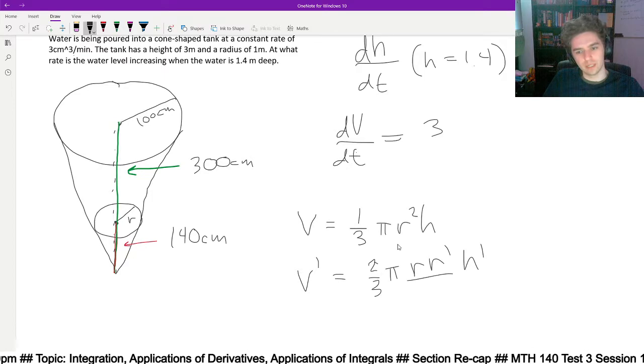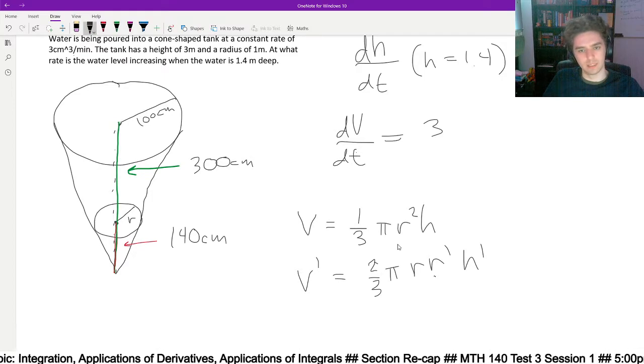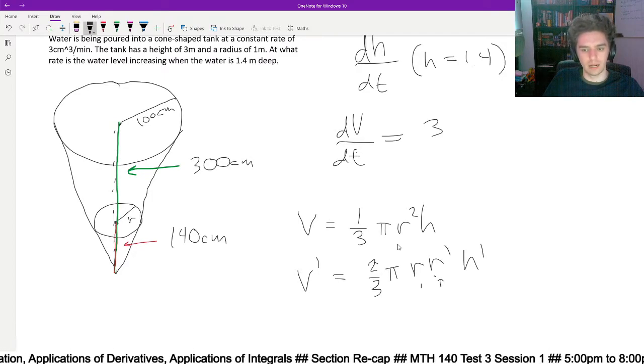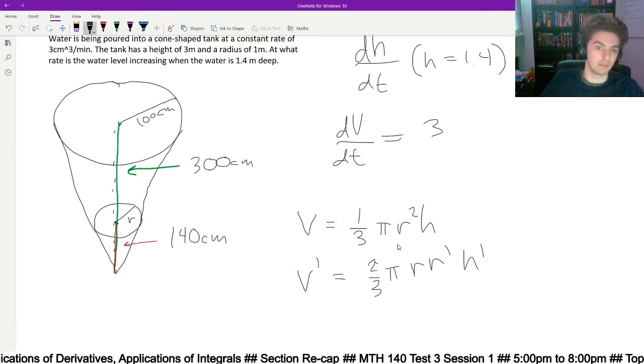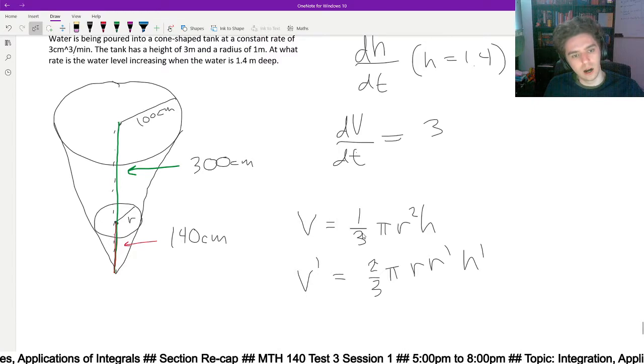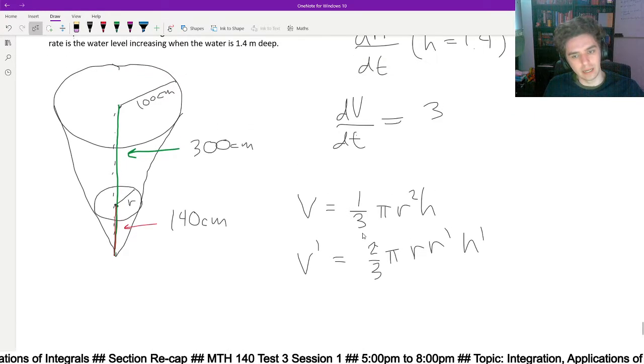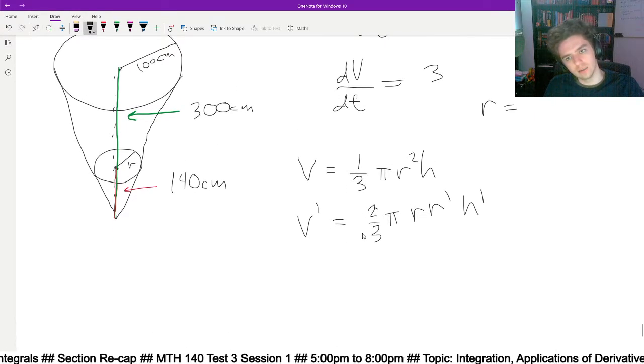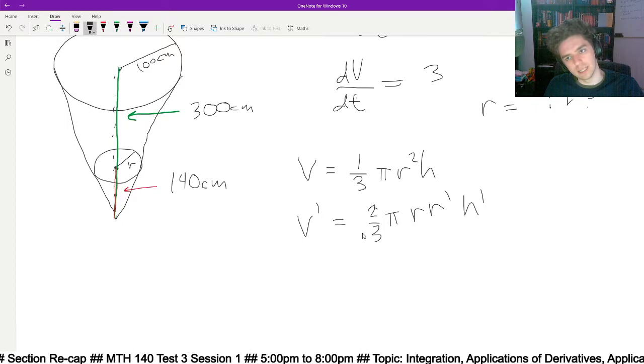So we don't want this, because look, r prime, we don't know anything about that. We know the radius, but we don't know r prime, and we don't really have any way of figuring that out. Maybe we have a way, but that's not how we're going to do it. What we're going to do is just relate r and h together. I'm going to get an expression for r in terms of h.